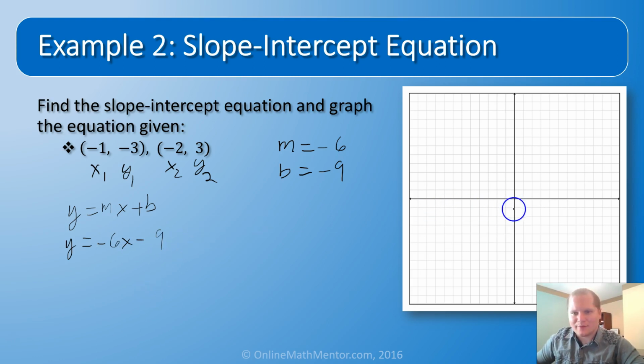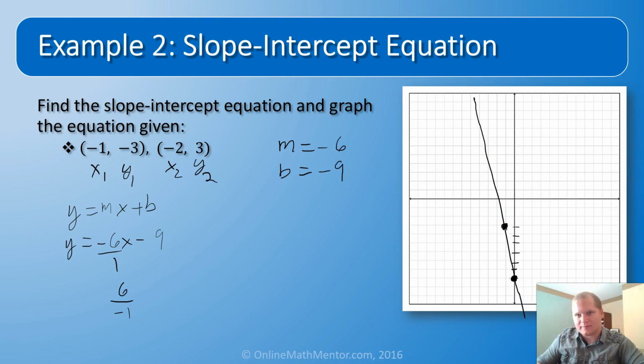Now I can graph it. So go to negative 9. 1, 2, 3, 4, 5, 6, 7, 8, 9. And we have a slope of negative 6 over 1. And a little trick with this is that since we don't have 6 units down, we can look at this instead as 6 over negative 1. So we have a positive rise, 1, 2, 3, 4, 5, 6, and a negative run. So that means going left 1. And now when we connect the dots, we get the line something like that. And there you go.